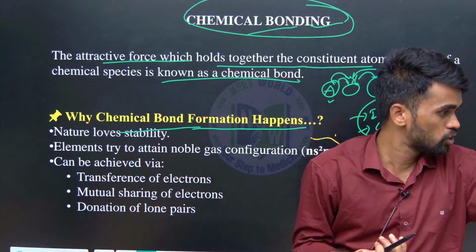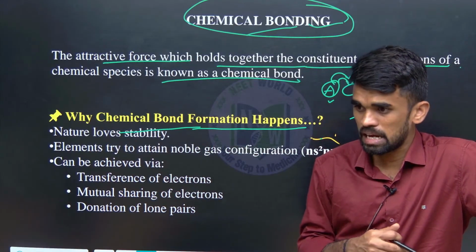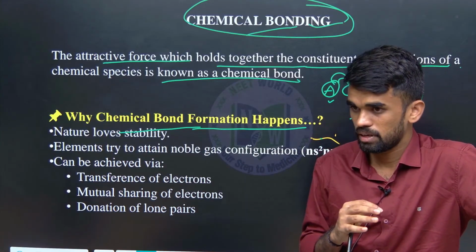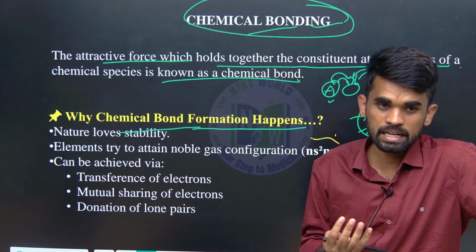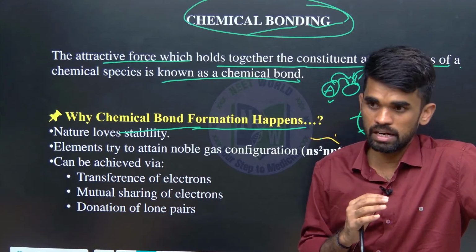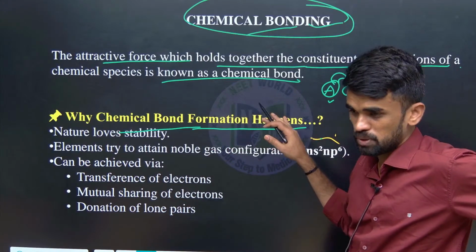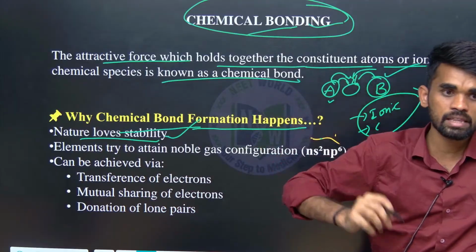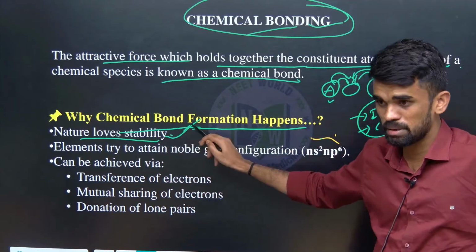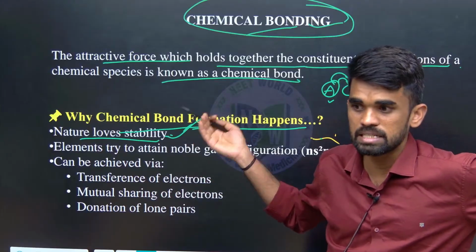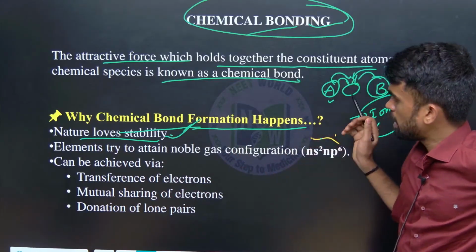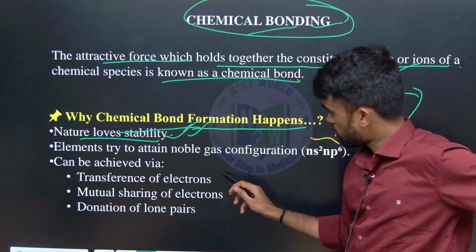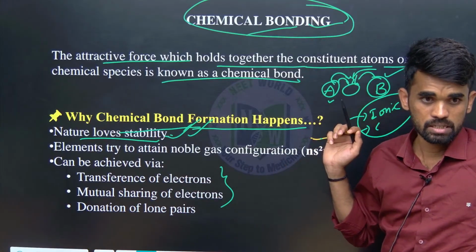See, everything in the universe, as humans, we are also doing things in order to get stability in our life, to get settled in our life with most care. That is what happens in chemistry also, in these chemical reactions. Nature loves this stability, and in order to gain that stability, chemical reactions take place. This stability can be gained by a few processes.